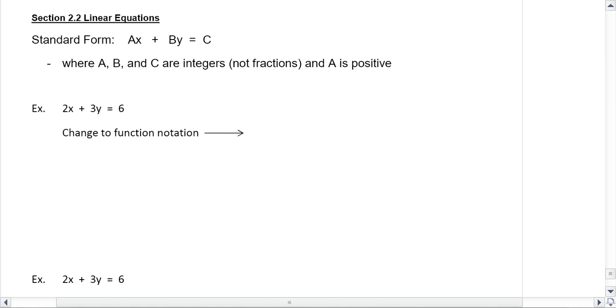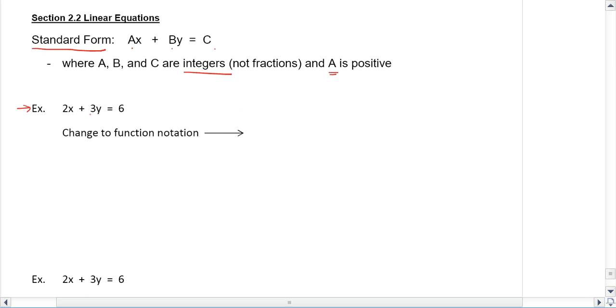First, a term, standard form. When we write something in standard form, it is written ax plus by equals c, where a, b, and c are integers, not fractions, not decimals. And not only that, the leading coefficient, meaning the coefficient on the x term, a is positive. So this first example is an equation written in standard form.